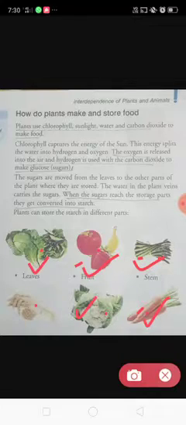This is all about where the food is stored after it is made: in the form of leaves, fruits, roots, flowers, etc. Okay, clear now?